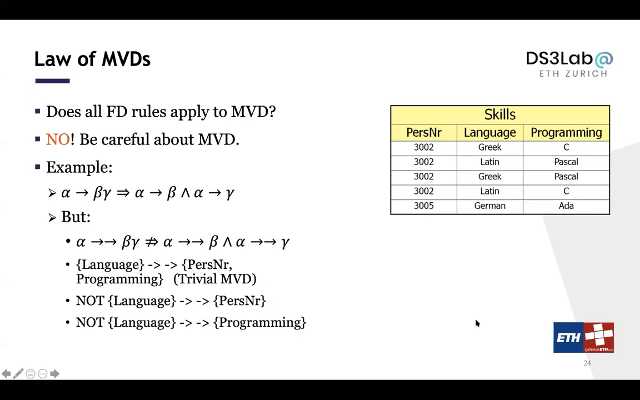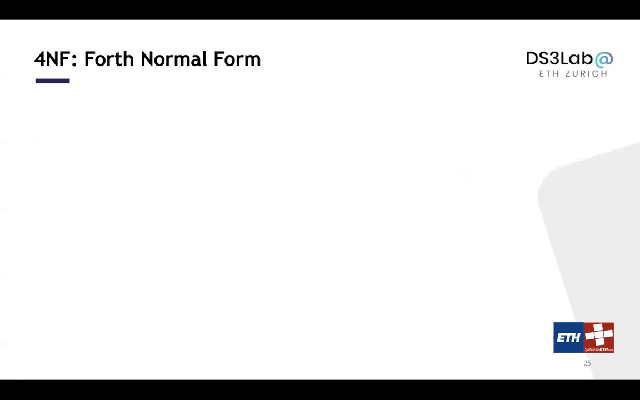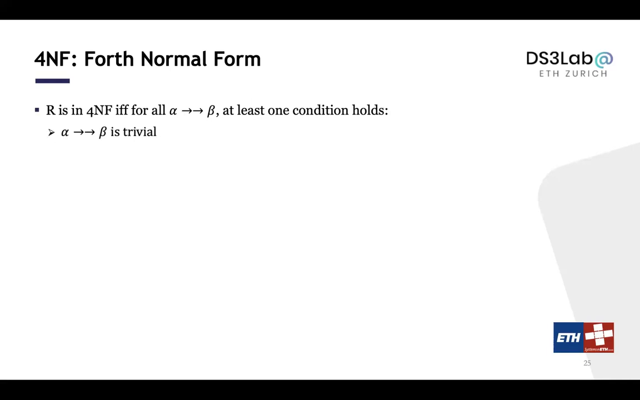Okay, so let's continue. We talked about multi-value dependencies and how to reason about them. Now we are ready to define a new normal form called fourth normal form. We say a relational design R is in fourth normal form if and only if for all the MVDs that you have in your application, at least one of these conditions holds: either it is trivial, or alpha is a super key of R. As you can see, it's very similar to BCNF, but we just replace functional dependency with multi-value dependency.